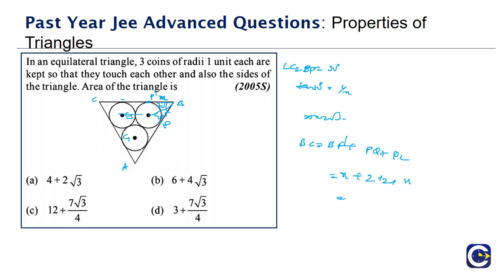So from both of these, what you'll get? 2 plus 2 root 3, because x is nothing but root 3. So 2 plus 2 root 3 is the BC side. So I want the area of this triangle. Area is nothing but half into, sorry, this is an equilateral triangle.